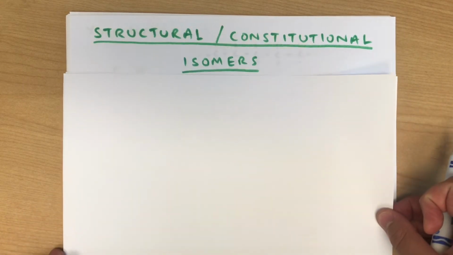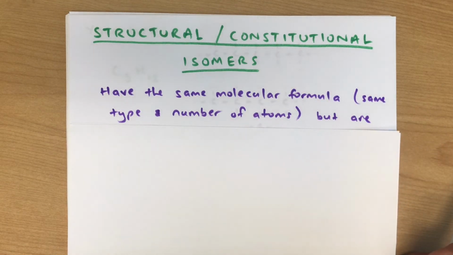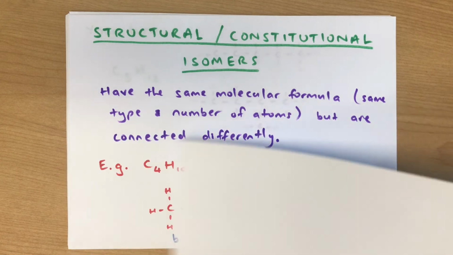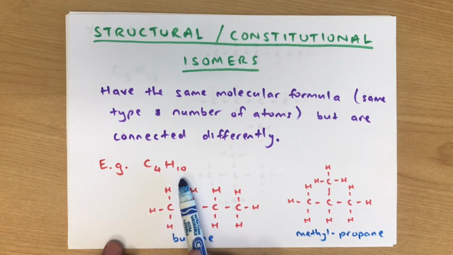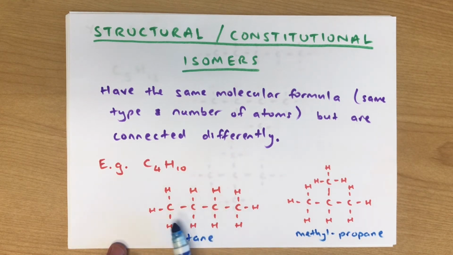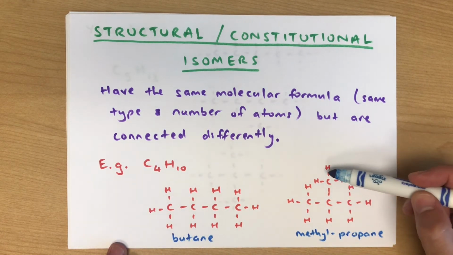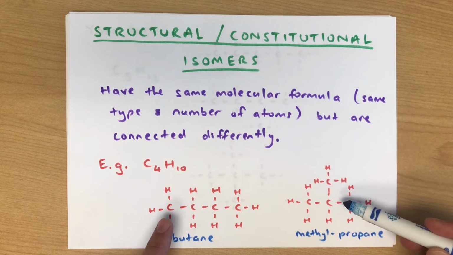So we're going to look now at something called isomerism. First of all, we'll look at structural isomers, which can also be called constitutional isomers. Structural isomers have the same molecular formula, which means they have the same type and number of atoms, but they're connected differently. Here's an example of 2 structural isomers. Both of these molecules are C4H10. They both have 4 carbons and 10 hydrogens. But you can see they're connected differently. This one's in a straight line. This one has one of the carbons coming off as a side chain. So these are structural isomers of each other.